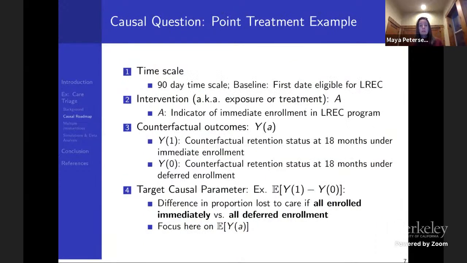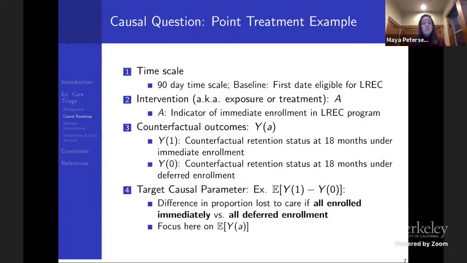So in our example, we're going to start by defining a time scale. First, our baseline time point here is the time at which patients first become eligible for this program. So that's when we start the clock in our ideal experiment. For time scale, we're going to work with a 90-day discrete time scale, and that reflects really the frequency with which patients are seen in clinic, at least historically, if they don't drop out.